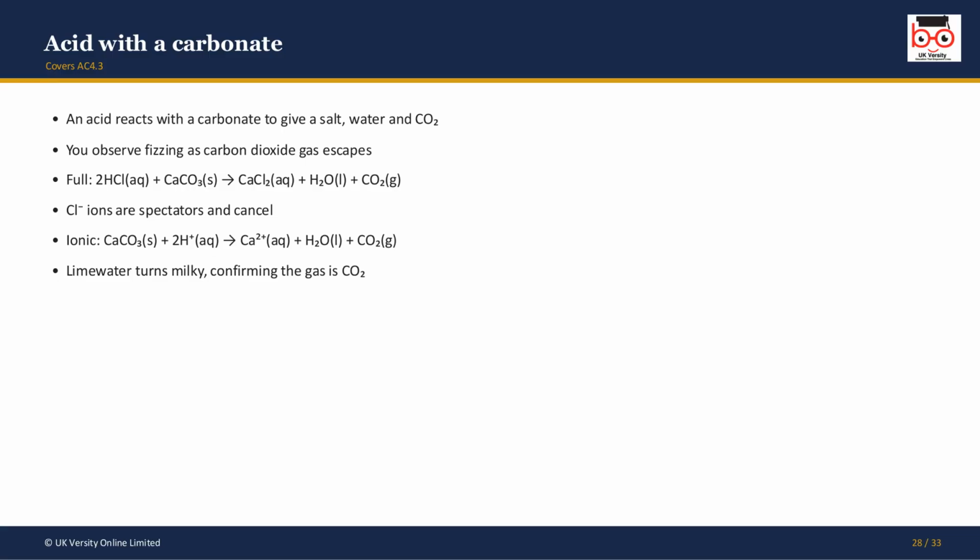Now an acid with a carbonate. The acid reacts to give a salt, water, and carbon dioxide, and you'd see fizzing as the carbon dioxide escapes. For hydrochloric acid with calcium carbonate, the full equation gives calcium chloride, water, and carbon dioxide. The chloride ions are spectators and cancel, leaving the ionic equation. Calcium carbonate plus 2 hydrogen ions gives a calcium ion, water, and carbon dioxide. And bubbling that gas through lime water turns it milky, confirming it's carbon dioxide.